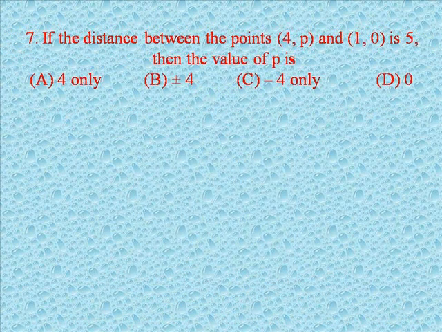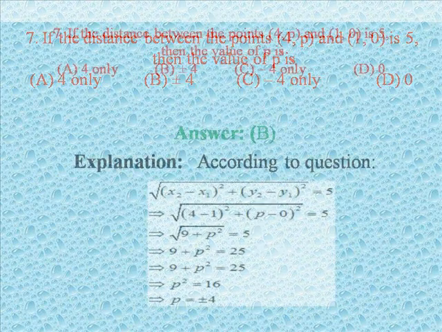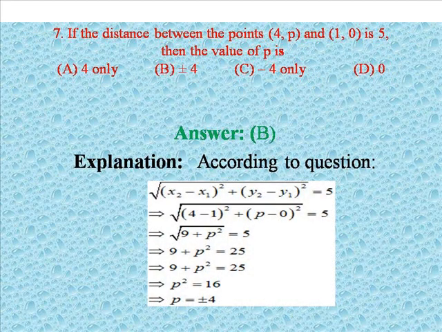Question number 7. If the distance between the points (4, P) and (1, 0) is 5, then the value of P is. You have four options. Answer is option B, that is P equals ±4.